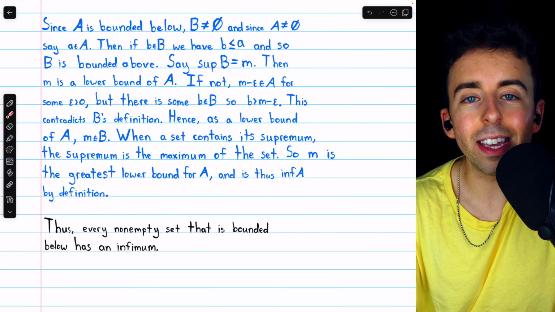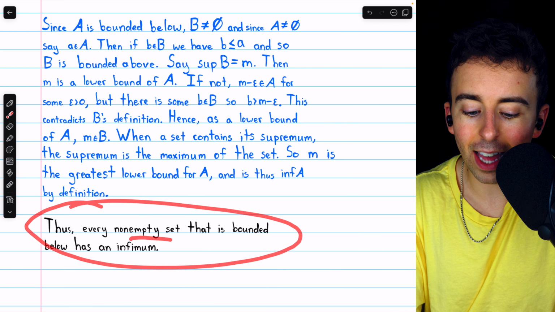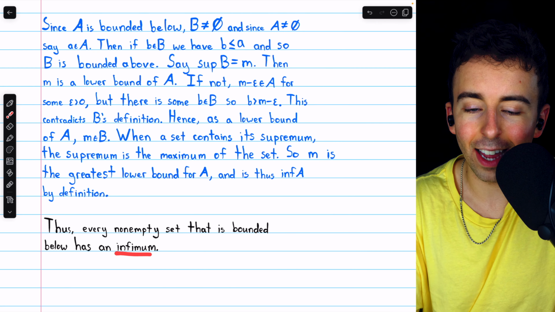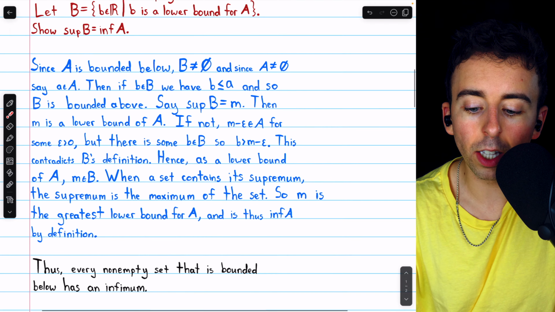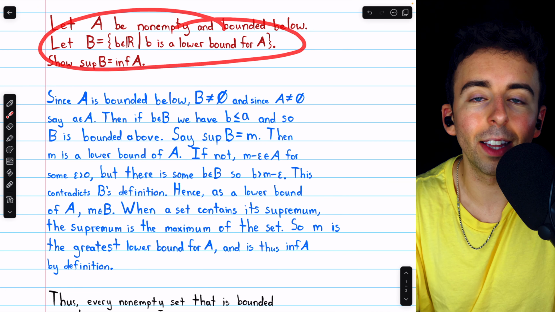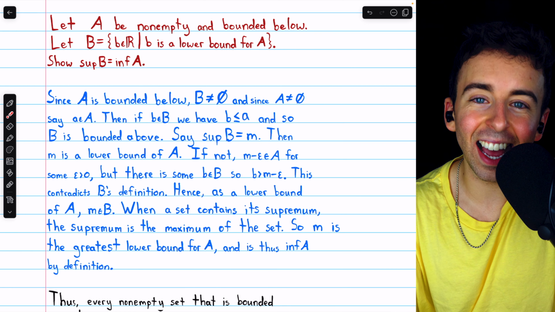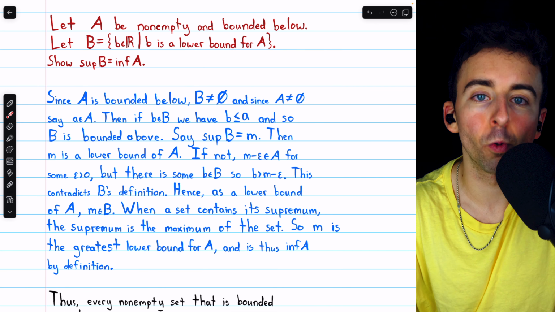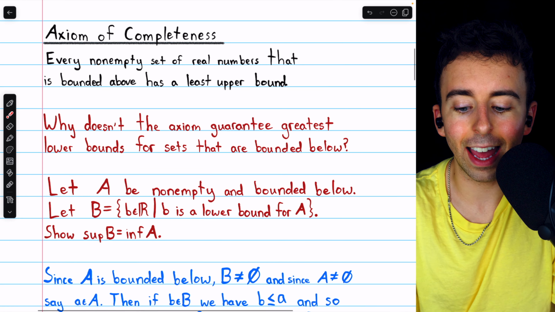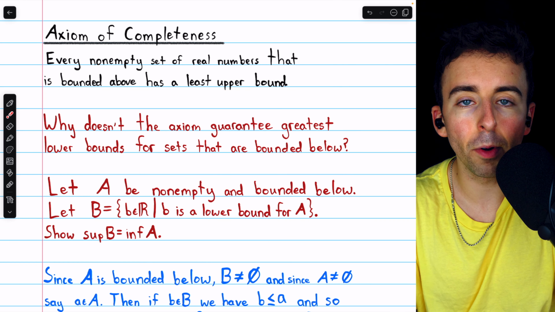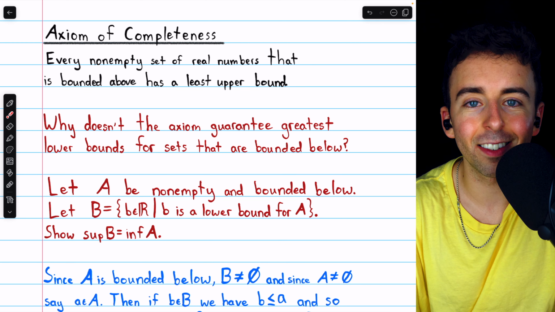And so we've used the axiom of completeness to establish that every nonempty set that's bounded below has an infimum. We did this by considering the set of all lower bounds for some set that's bounded below, and then the supremum of that set has got to be the infimum of the original one. So the axiom of completeness is in fact not lacking at all. It only addresses least upper bounds, but that's powerful enough to also guarantee greatest lower bounds.